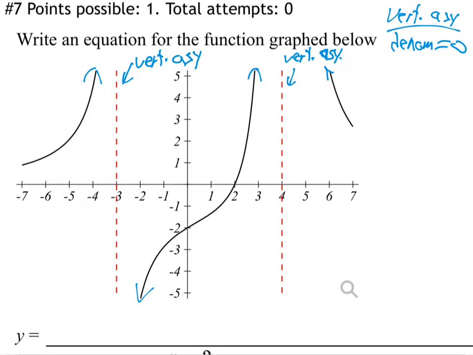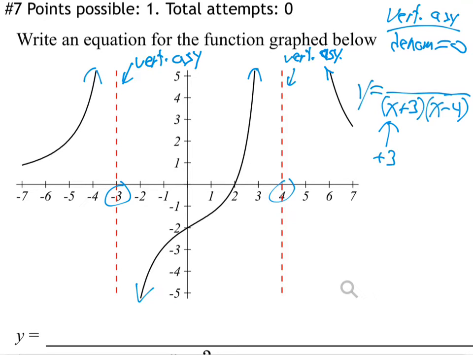So that means y equals, and in the bottom, this is negative 3, so remember, it's opposite, x plus 3, and this is positive 4, opposite, x minus 4. See, that way, if you plugged in positive 3 for x, or negative 3 for x, or positive 4 for x, either way, you would make the bottom of the fraction 0, thus the fraction would go to infinity, and you have a vertical asymptote. So that's the significance of that part.